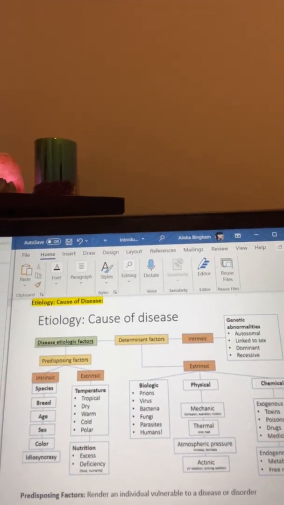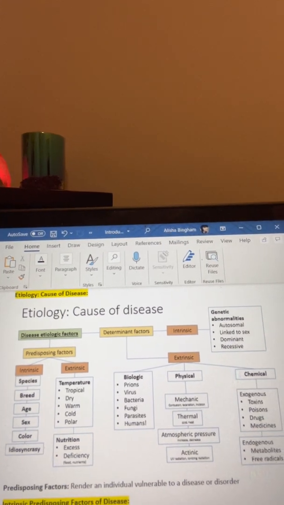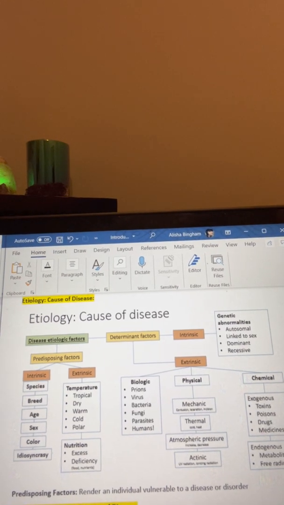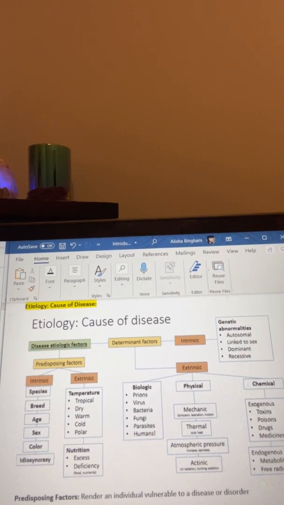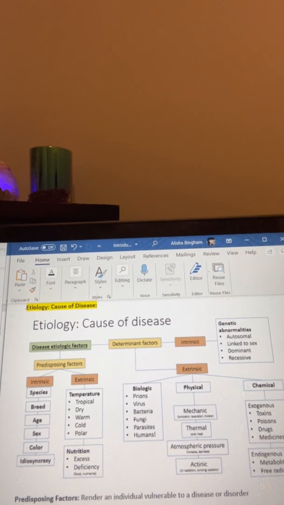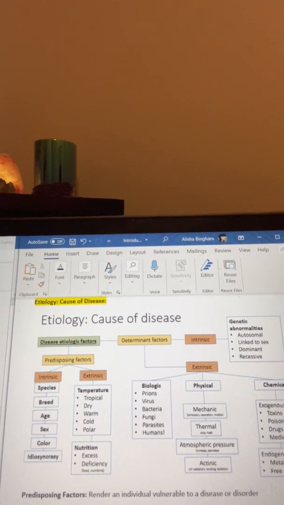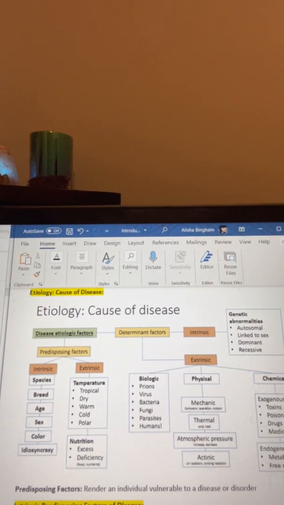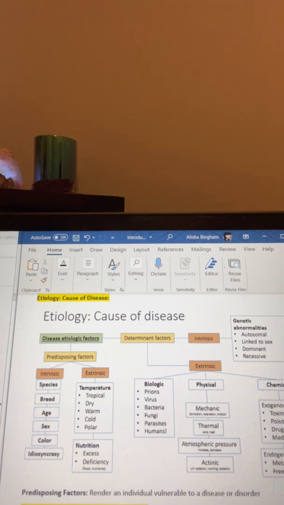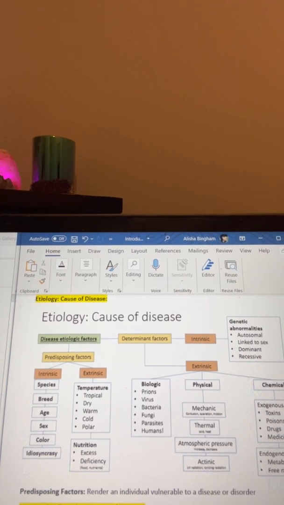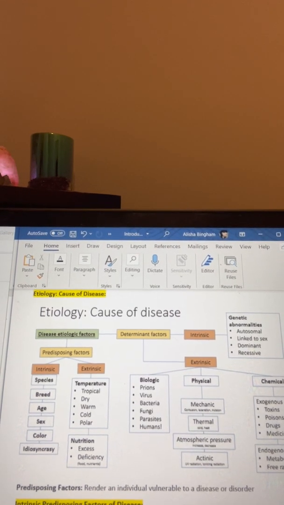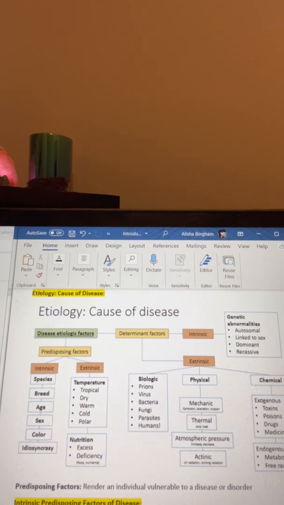And then another determinant factor is intrinsic, which includes genetic abnormalities like autosomal linked to sex, dominant or recessive. And then determinant factors also include extrinsic, which include physical, biological, and chemical. Biological includes prions, virus, bacteria, fungi, parasites, and humans. Whereas physical includes mechanical, thermal, atmospheric pressure, and actinic. And then chemical includes exogenous, which includes toxins, poisons, drugs, medicines, and the endogenous includes metabolites and free radicals.